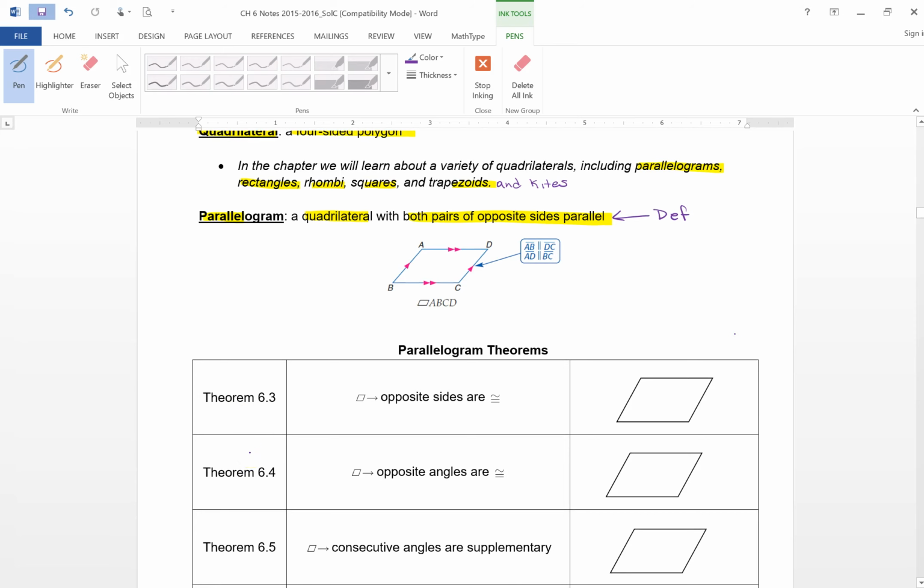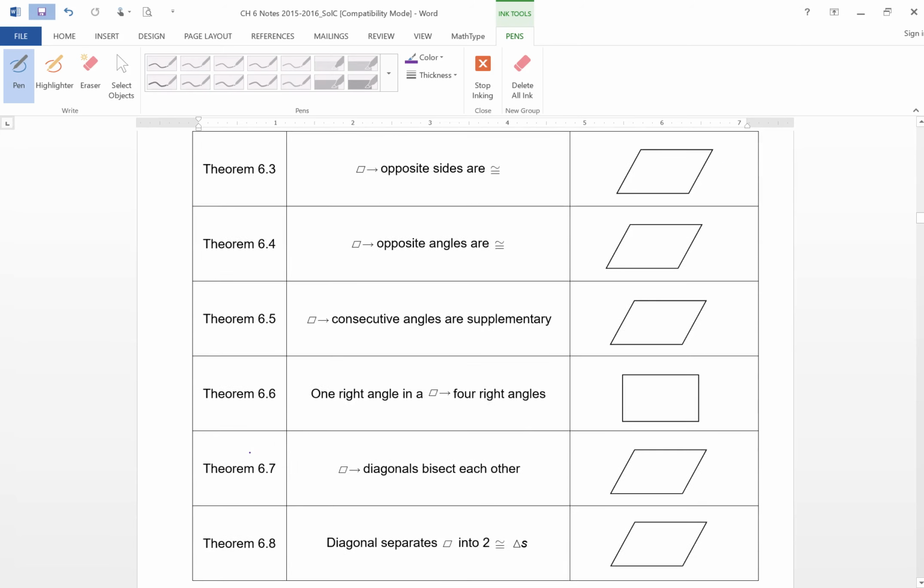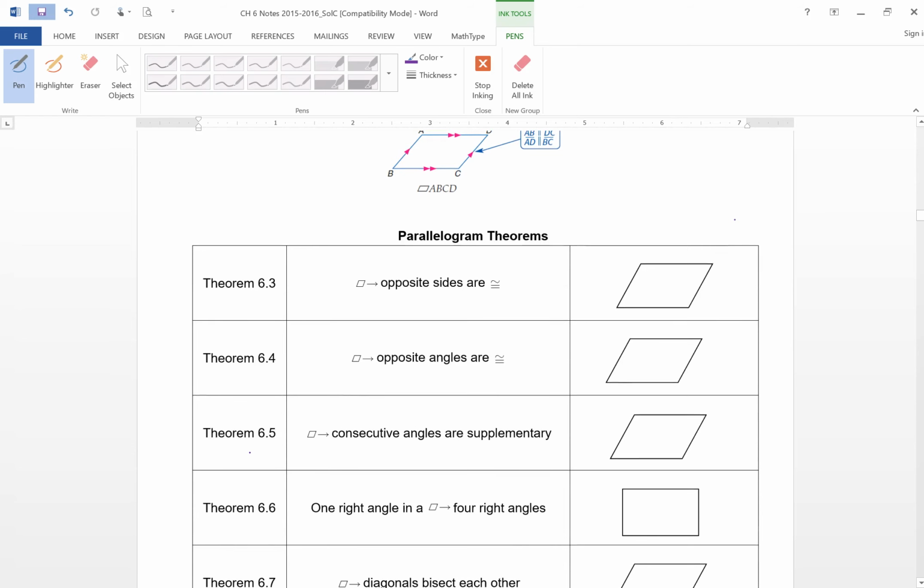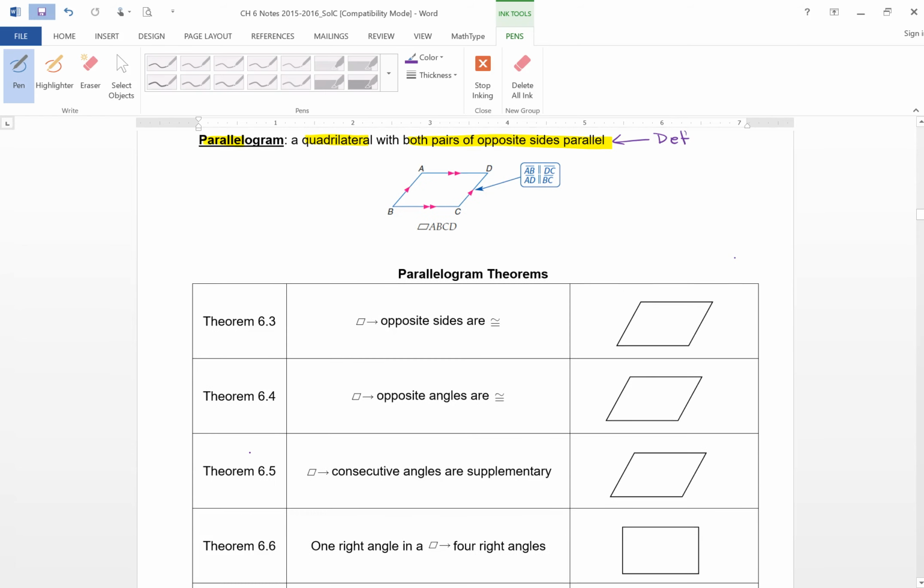Now, we have several theorems that involve parallelograms. Let's talk about the first one. Theorem 6.3 says, if you have a parallelogram, a parallelogram implies opposite sides are congruent. So if you have a parallelogram, then the opposite sides are congruent.